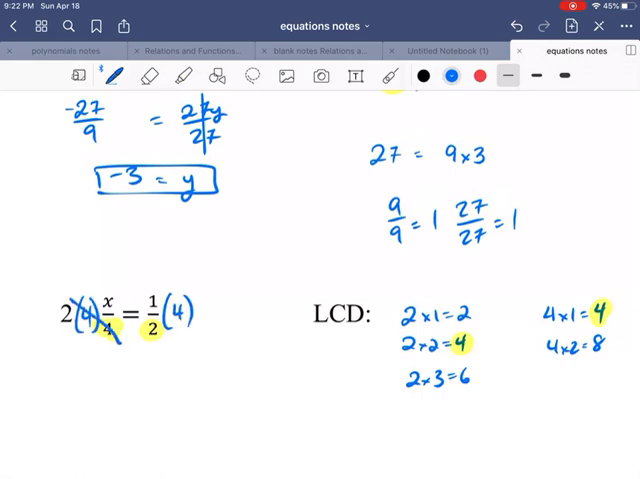The right side will cancel out. 4 divided by 4 just gives you 1. So you're left with x. Technically, you're left with 1 times x, but you don't have to write the 1. And on the right side here, 4 divided by 2 leaves you with 2. So we're left with 1 times 2. And 1 times 2 is just simply 2.